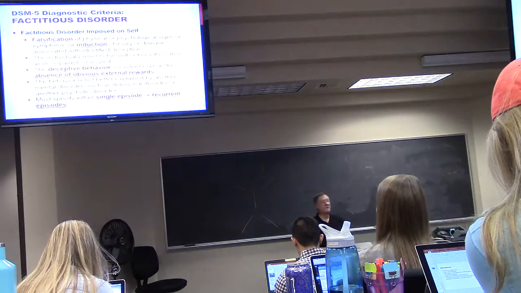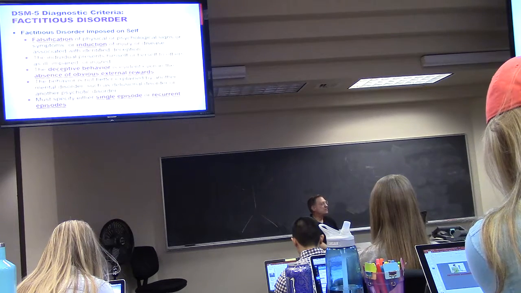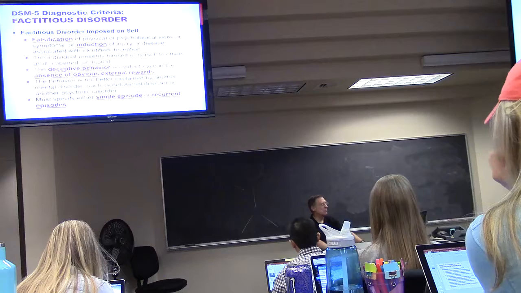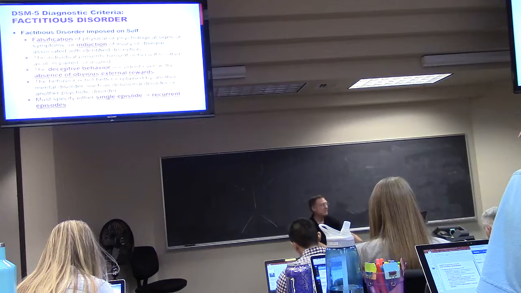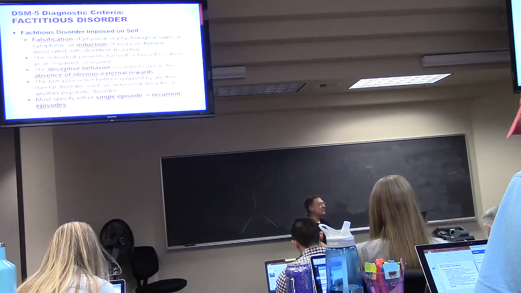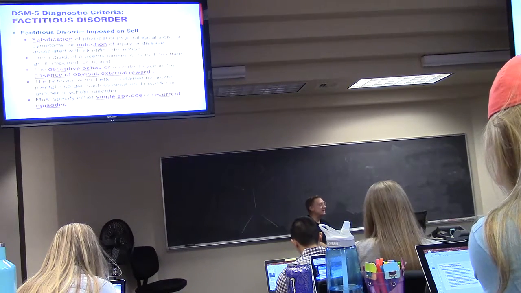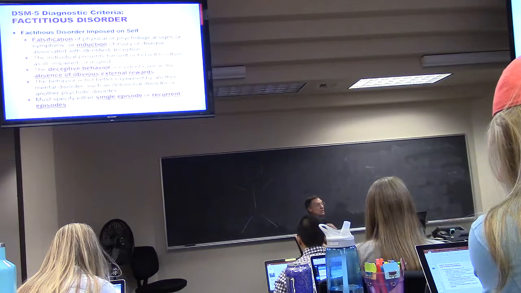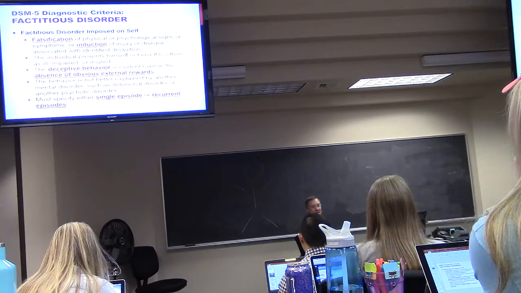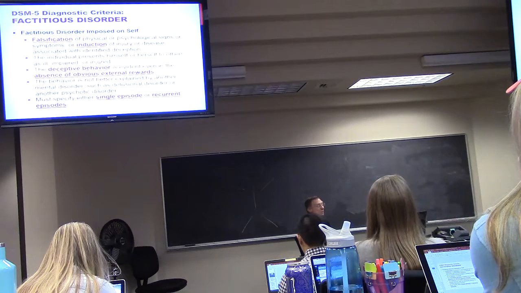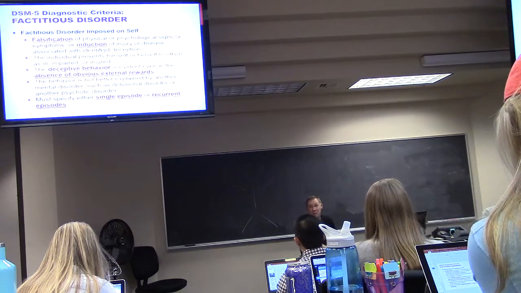Okay, this is interesting and disturbing at the same time. There are two different types: factitious disorder imposed on self and factitious disorder imposed on another. Okay, let's look at them. So factitious disorder imposed on self: falsification of physical or psychological signs or symptoms, or induction, that is inducing an injury or disease associated with an identified deception. These people are trying to trick you on purpose, and they're faking stuff, falsifying stuff, or doing stuff to make it look like something's wrong with them.